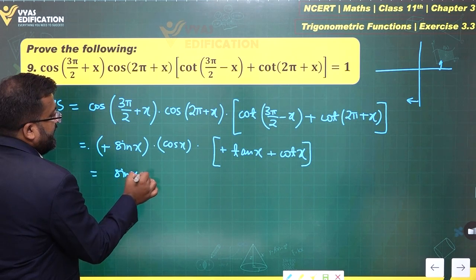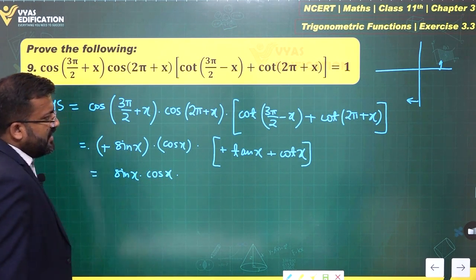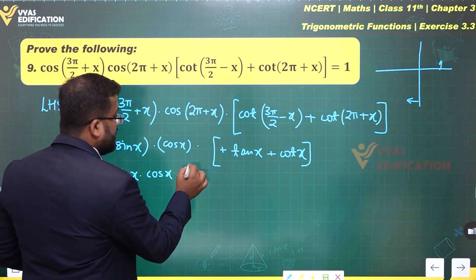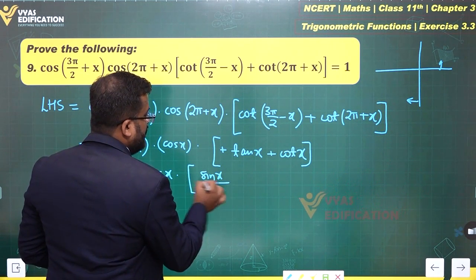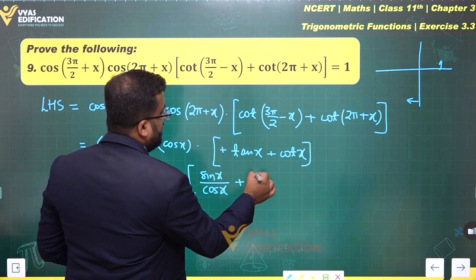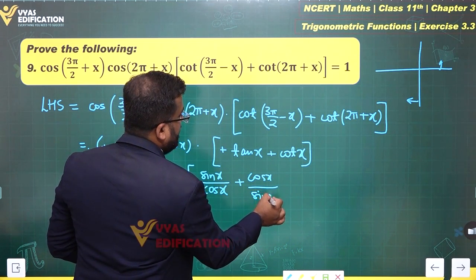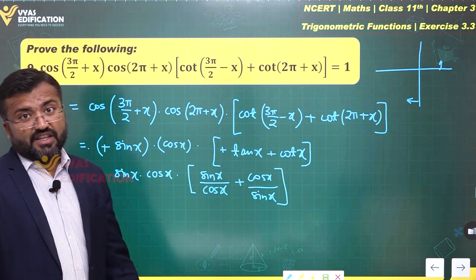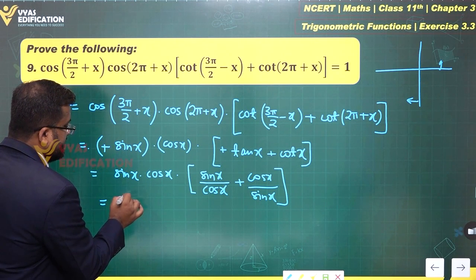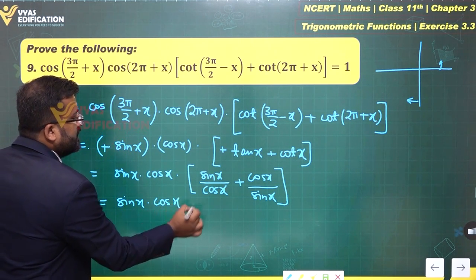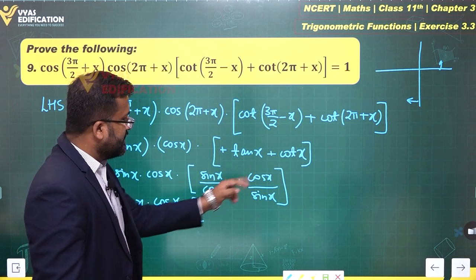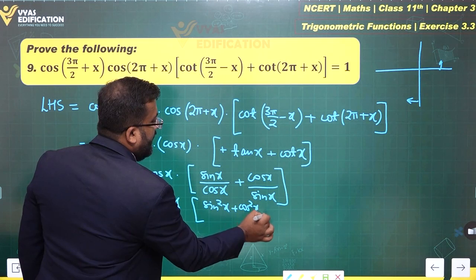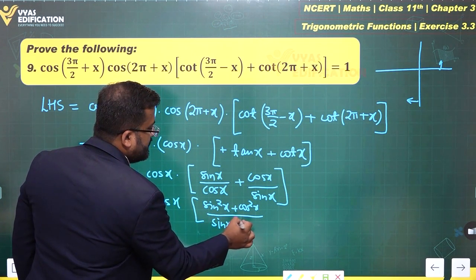This is sin x times cos x times, what is this? Tan x and cot x can further be written in terms of sine and cos, and what you get is sin x over cos x plus cos x over sin x, right? This is what we have. Can we take the LCM to simplify this further? Yes, let's do it. This becomes sine square x plus cos square x in the numerator, and what you get in the denominator is sin x times cos x.